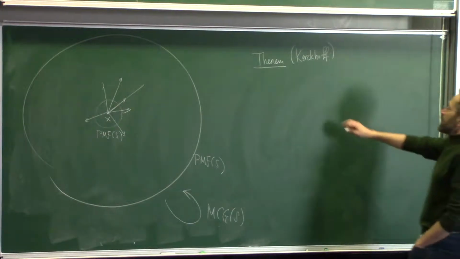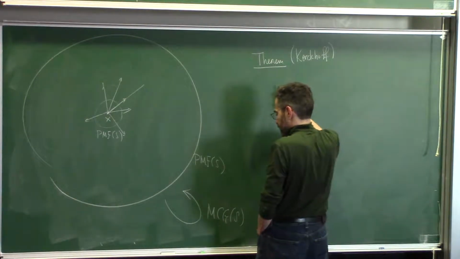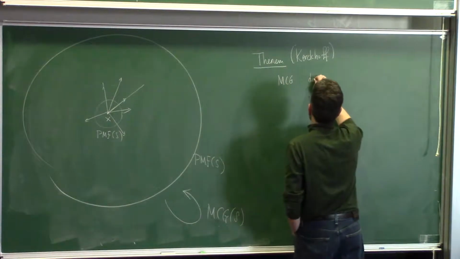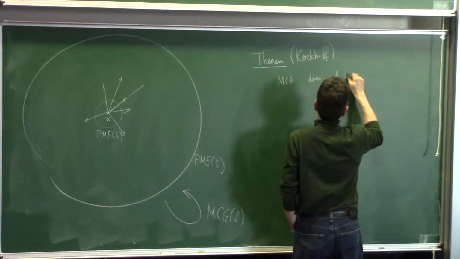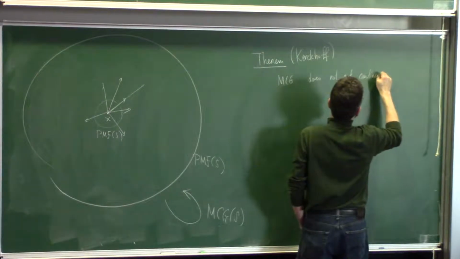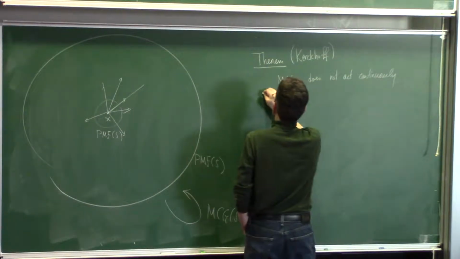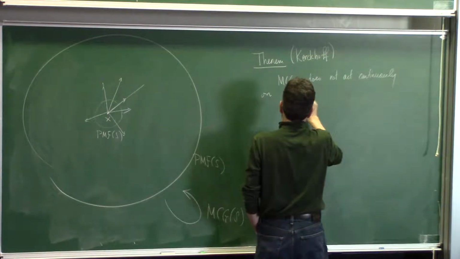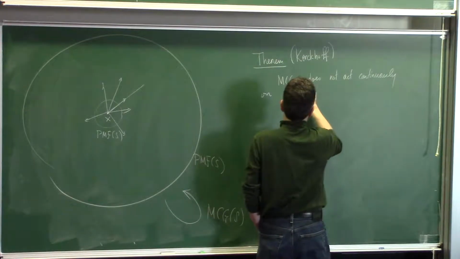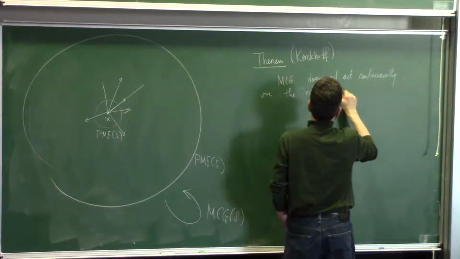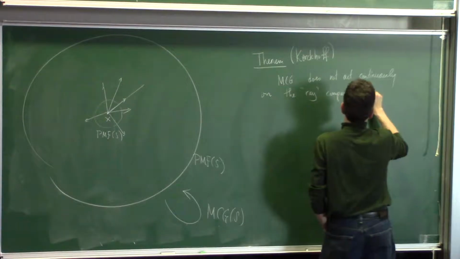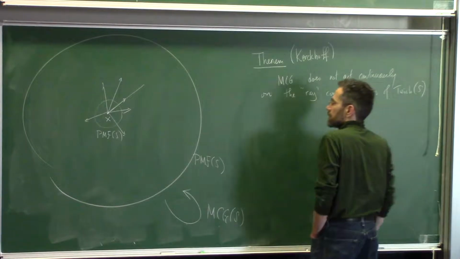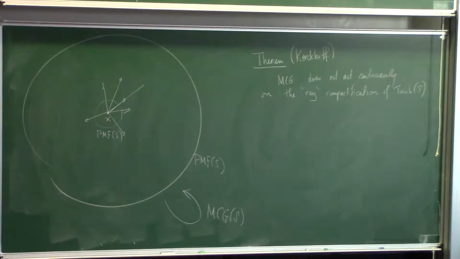Okay. So the theorem is that this doesn't work. One version of it is that the mapping class group does not act continuously on the ray compactification. Okay, and I think that's the right way to say it.